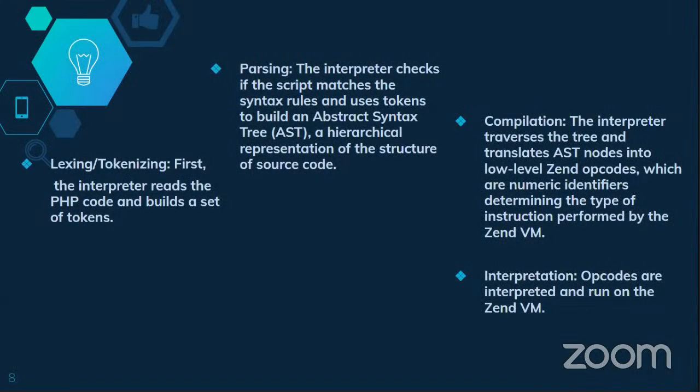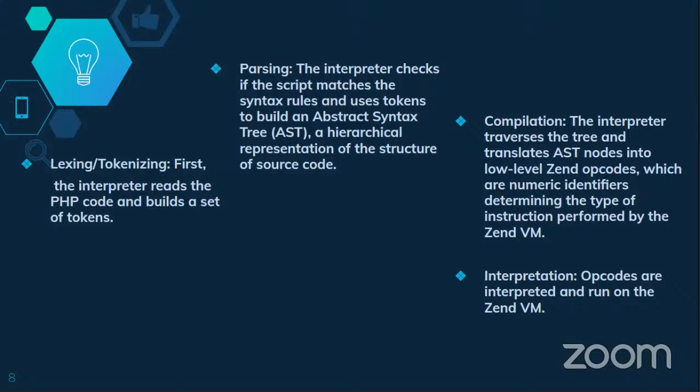Now, there are 4 basic steps in how PHP compilers using JIT work. The first one is called lexing or tokenizing. First, the interpreter reads the PHP code and builds a set of tokens. The second step is called parsing, where the interpreter checks if the script matches the syntax rules and uses the tokens to build an abstract syntax tree known as AST, which is a hierarchical representation of the structure of the source code.